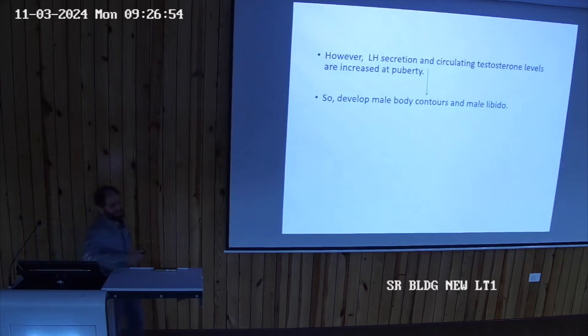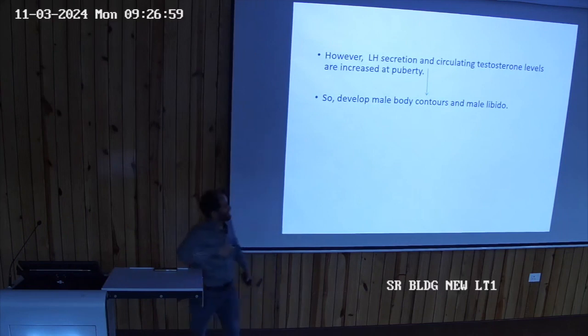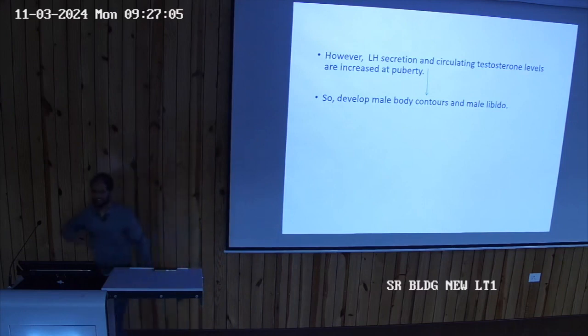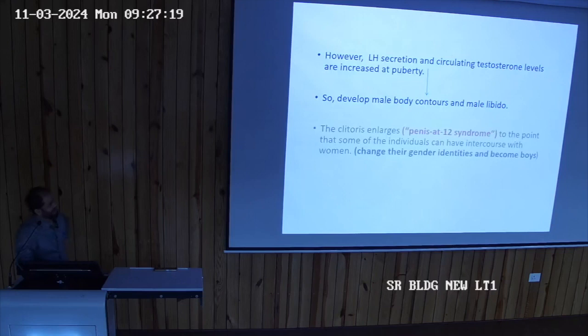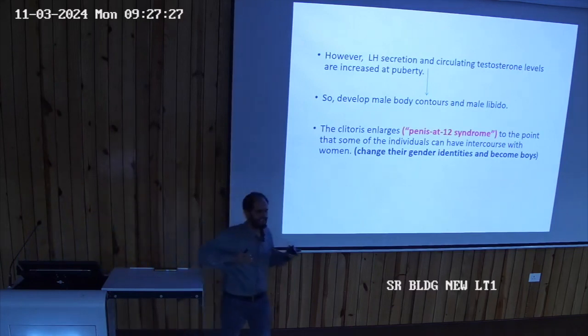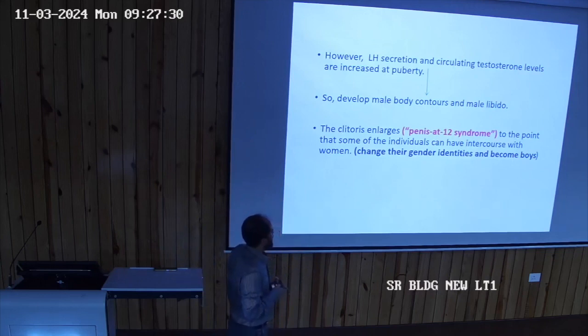But however what happens that as the child grows at puberty, उस टाइम में क्या होता है, LH secretion increase होता है and it increases the testosterone secretion. Okay, but what happens that they are increased at puberty, so what happens that later the subject starts developing the male features. Okay, so that's why they are called penis at 12 syndrome. Okay, what happens that the clitoris starts enlarging after attainment of puberty, and in this age the subject usually changes his gender.